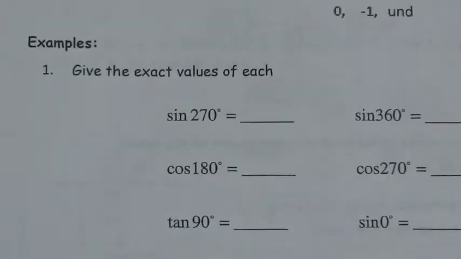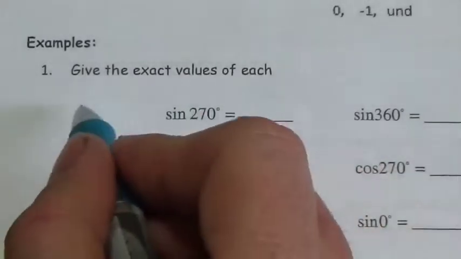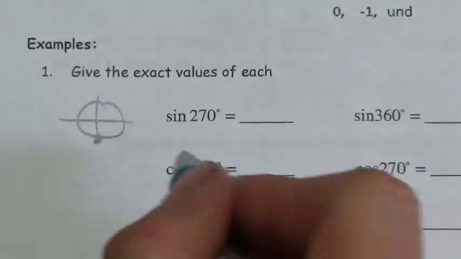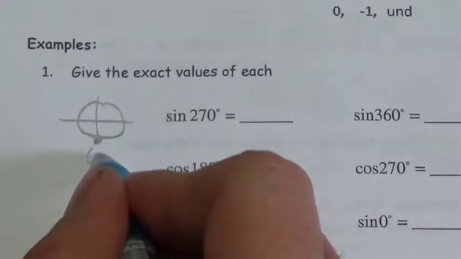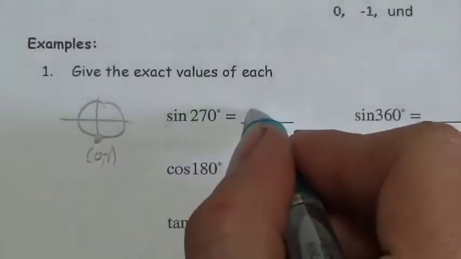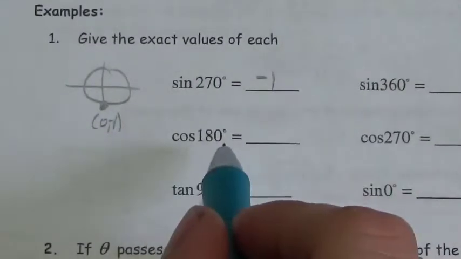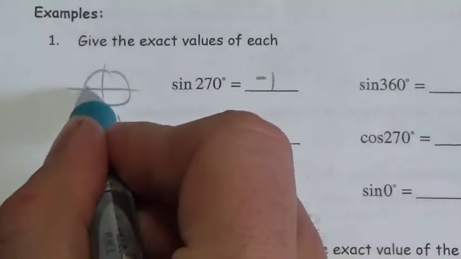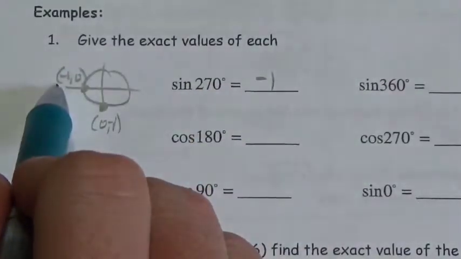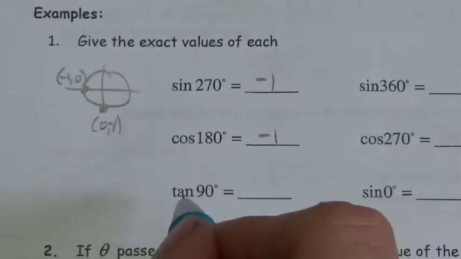All right, so let's find the exact values of these quadrantal angles. So the sine of 270, okay, sine is related to the y-coordinate. 270 would be down here, and the coordinate of that point would be negative 1. So the sine of 270 would be negative 1. Cosine is related to the x-coordinate. 180 would be over here. The coordinates of that point would be negative 1, 0. So cosine of 180 would be negative 1.